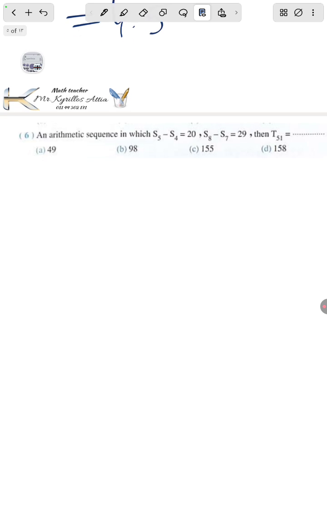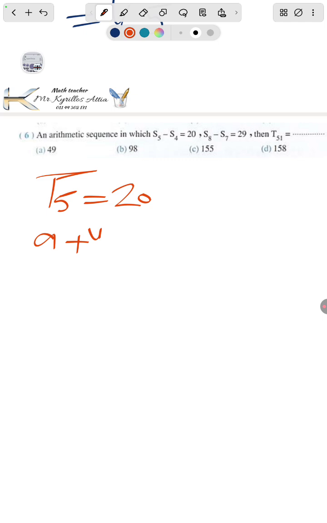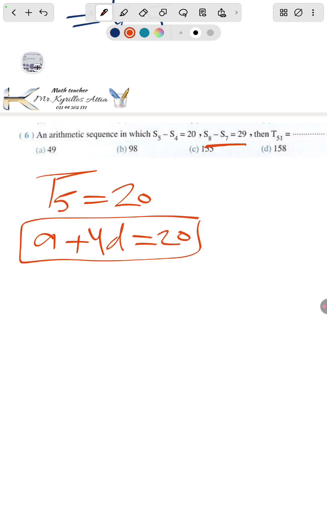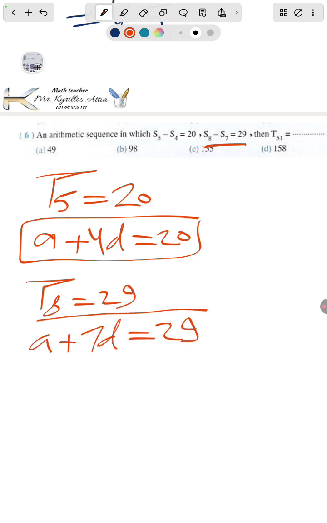And here, an arithmetic sequence in which S5 minus S4 equals 20 and S8 minus S7 equals 29, then T51. S5 minus S4 equals 20, that means that T5 equals 20. T5 will be A plus 4D equals 20. And S8 minus S7 equals 29, that means that T8 equals 29, I mean that A plus 7D equals 29.